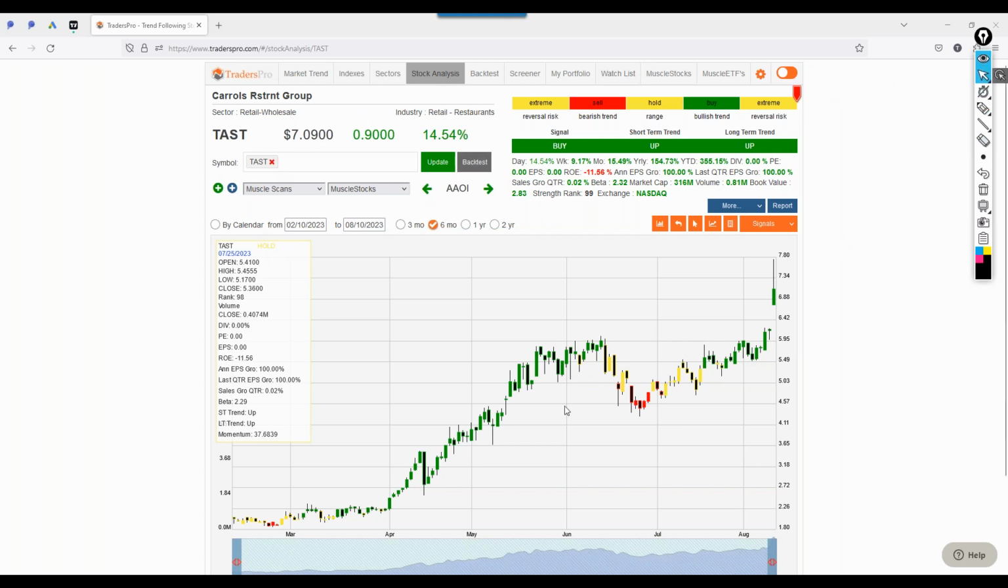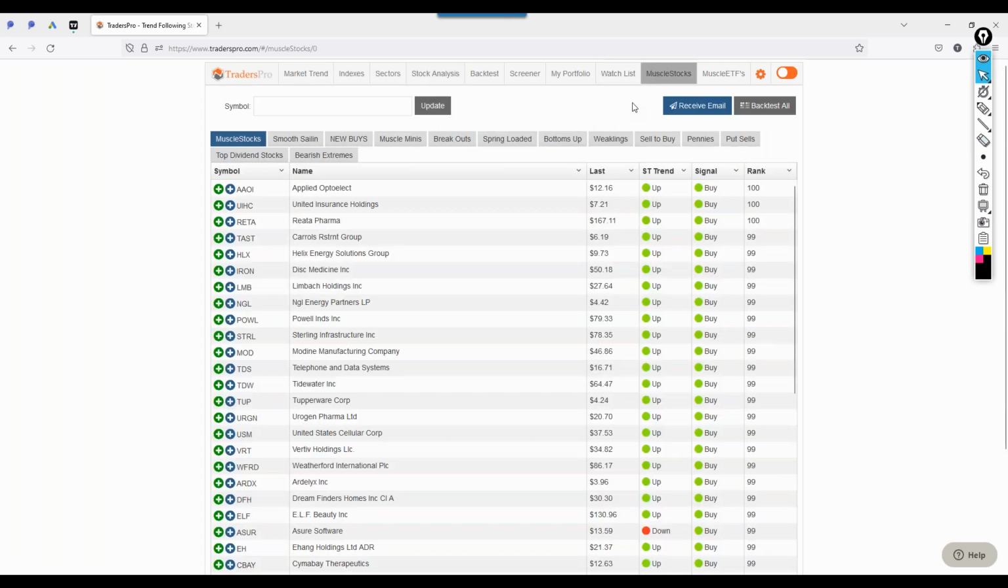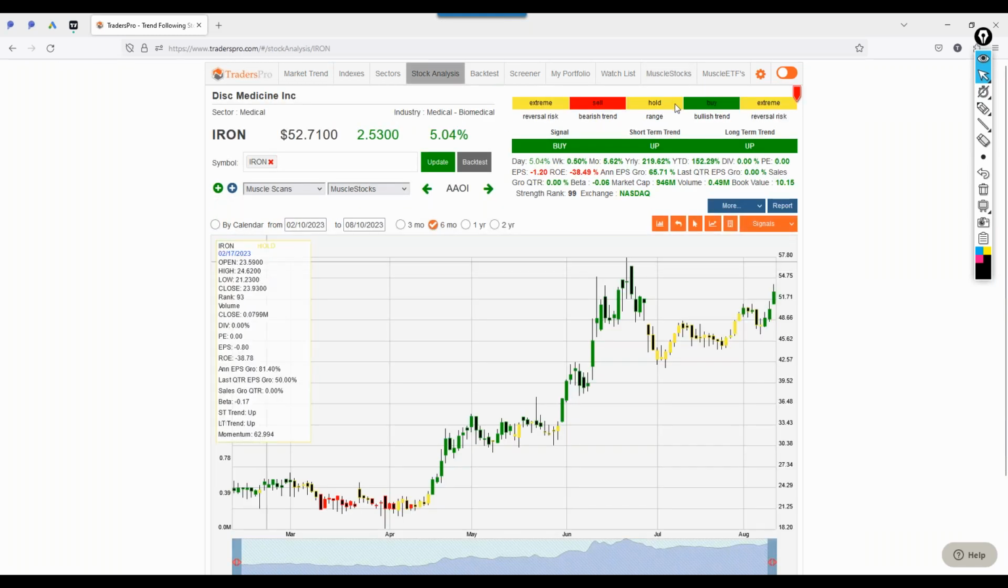So TAST continuing to move. Now, let's say that I'm buying these muscle stocks. When would it be a good time for me to go in and buy those? Early in the trend, or when it's not extreme, meaning when it goes from a hold to a buy is the best point, or when it's inside the buy zone. If it never gives you a yellow and it's just continually green, then watch for a pullback right here where it pulls back into the buy zone.